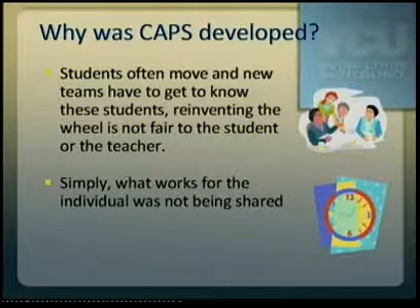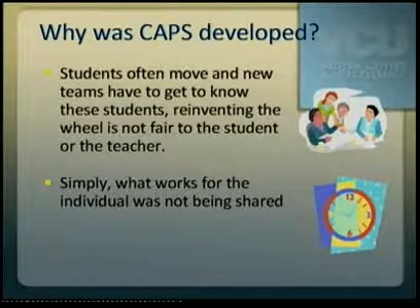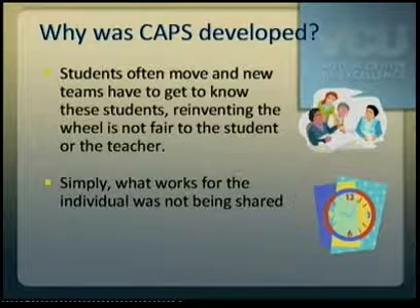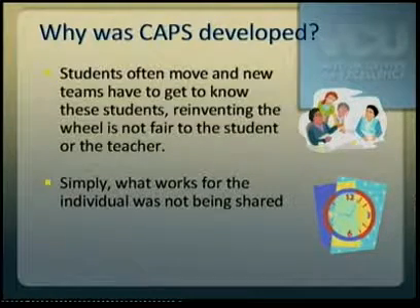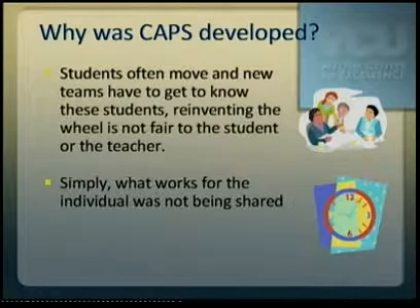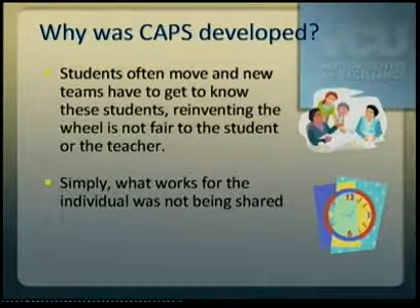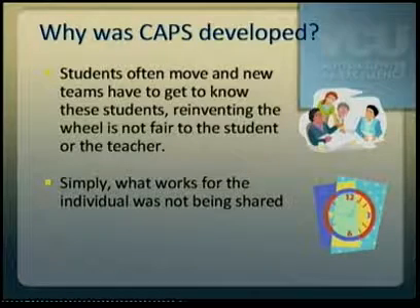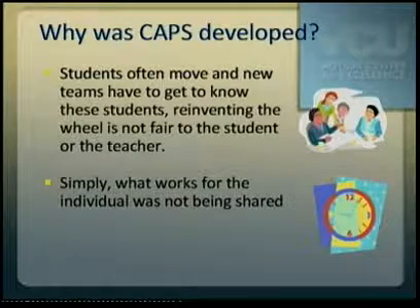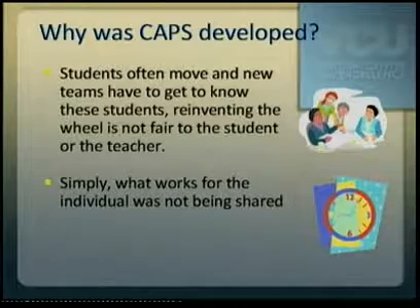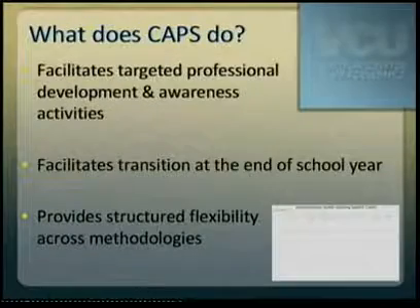Too often, it takes 2 to 3 months to get to know that student and start to plan effectively for them. Then you have those middle months, and then you start moving towards the end of the school year. And really, in that, we cannot waste the time that we have been in the past. We need to start effective programming as soon as the students walk through the door. So simply, what works for individuals is not being shared effectively.